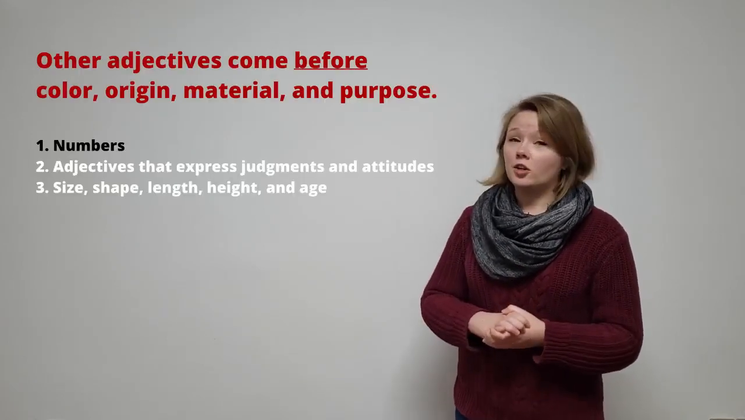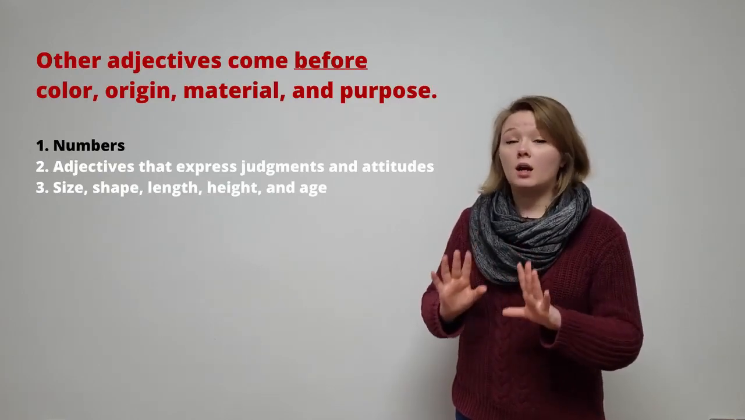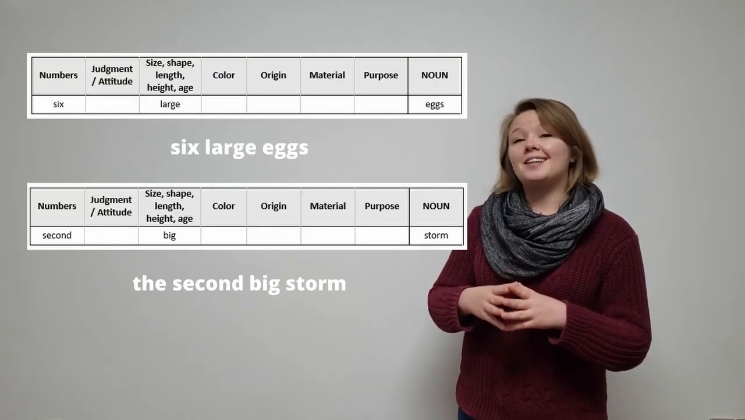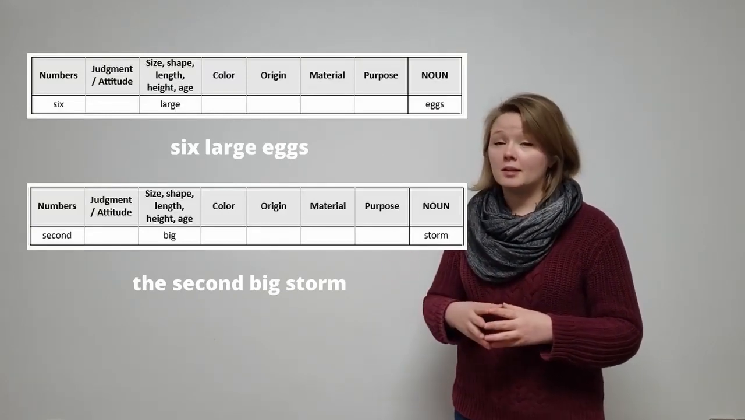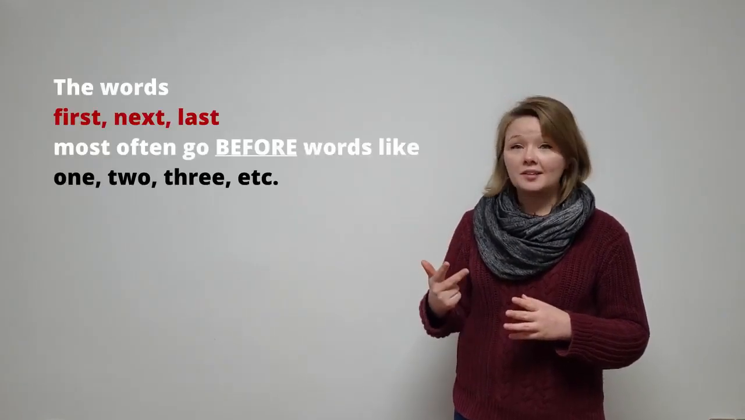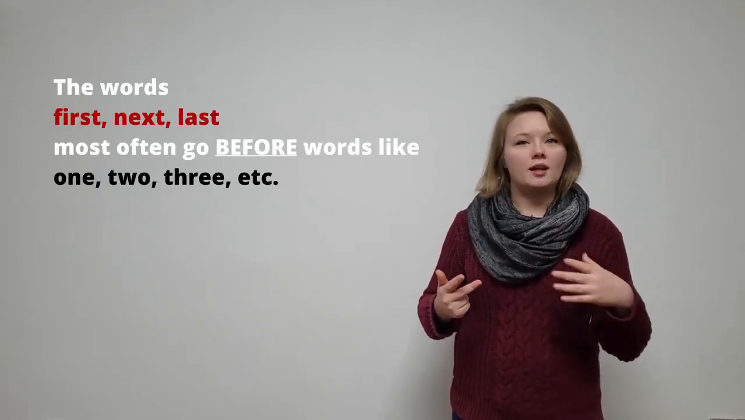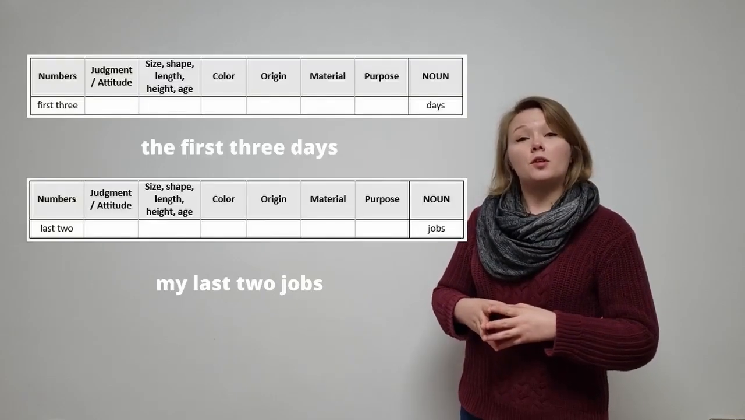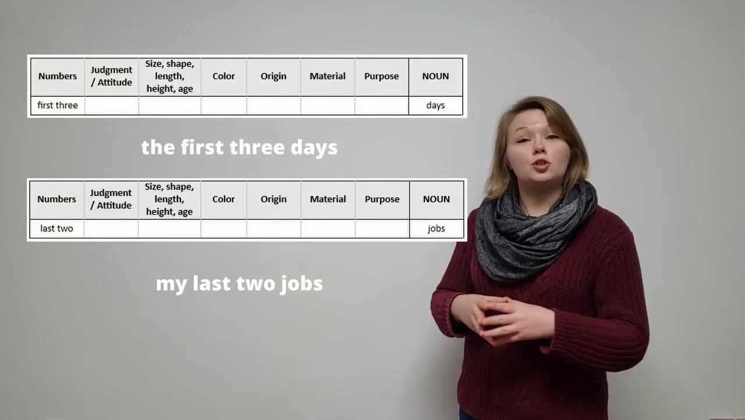Finally, let's consider numbers. Numbers usually go before all other adjectives. For example, we would say 6 large eggs and the second big storm. First, next, and last most often go before 1, 2, 3, and so on. For example, the first 3 days and my last 2 jobs.